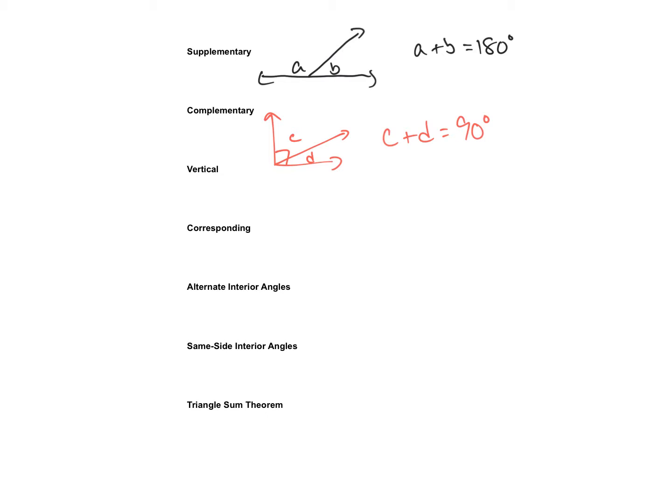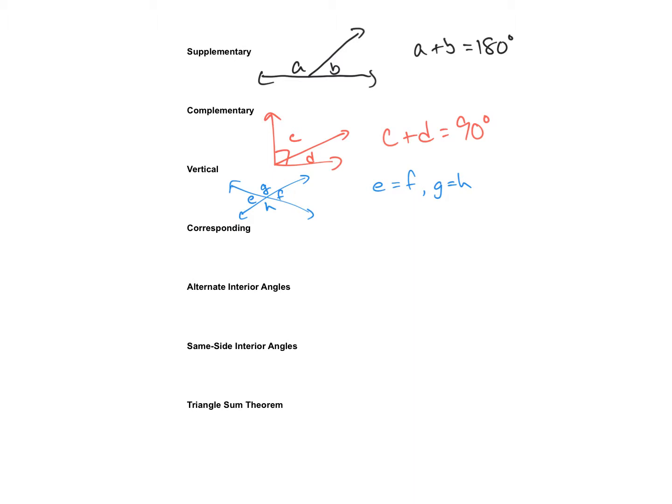For vertical angles, this is essentially where I have an X type of looking relationship. So I have two lines that intersect, not necessarily at right angles or anything like that. And these are going to be opposite. So E and F are going to be equal, as well as G and H. So vertical angles are equal. E and F are vertical, and G and H are vertical.